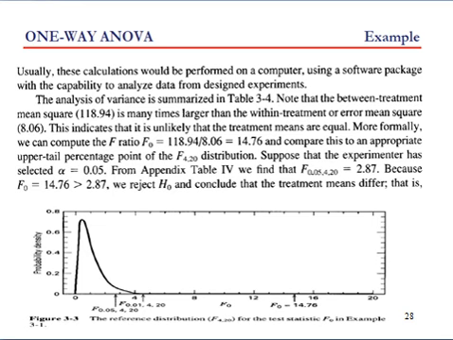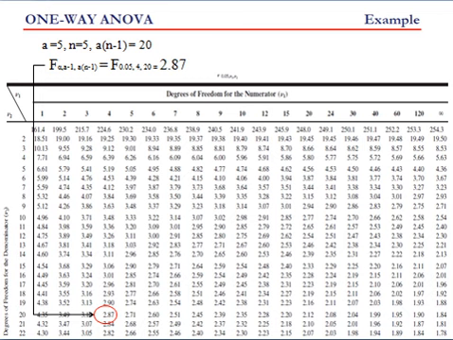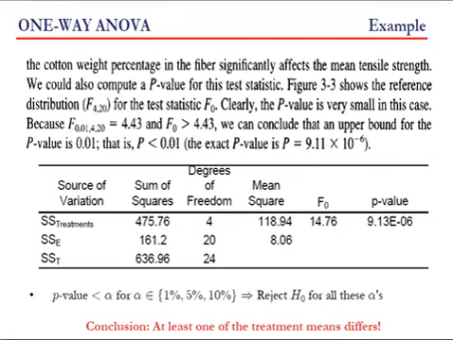So from this we can say, okay, we are rejecting the null hypothesis, meaning that our initial hypothesis was that the mean values of strengths are equal. However, we are rejecting it. This means that the treatment means differ. Here is the cutoff value of F. So the conclusion is very clear that at least one of the treatment means is different.